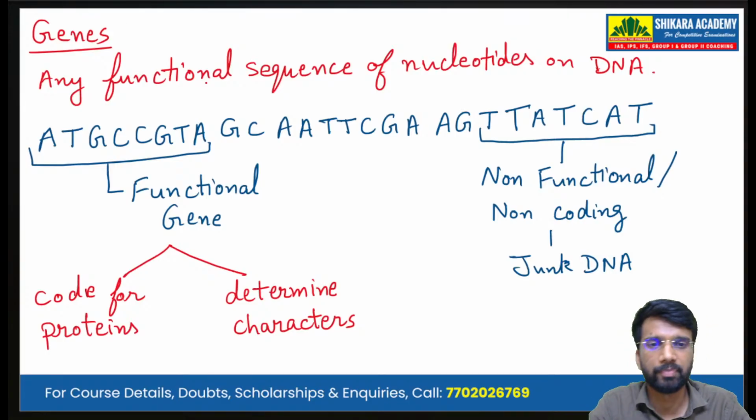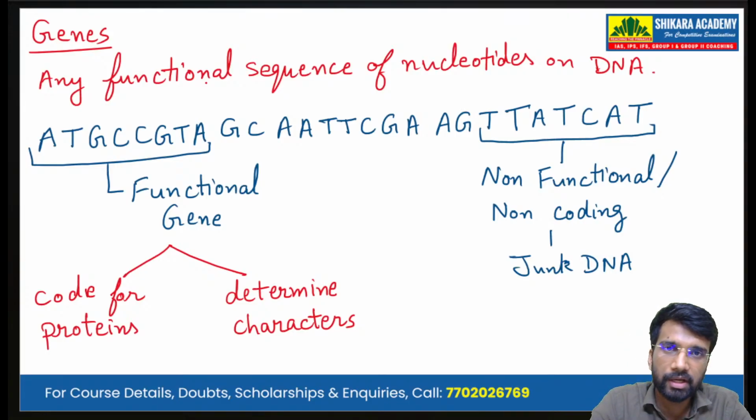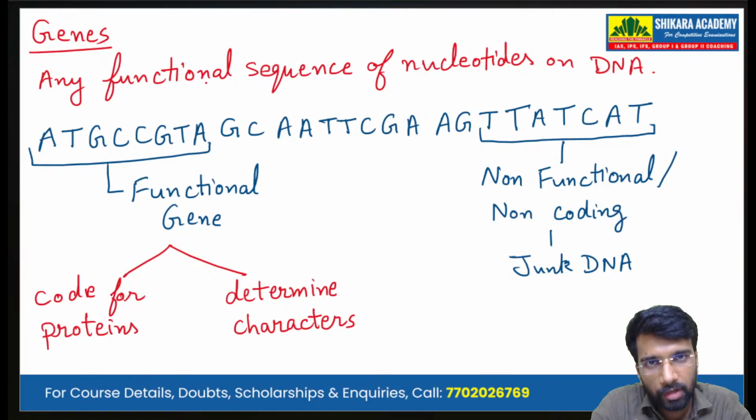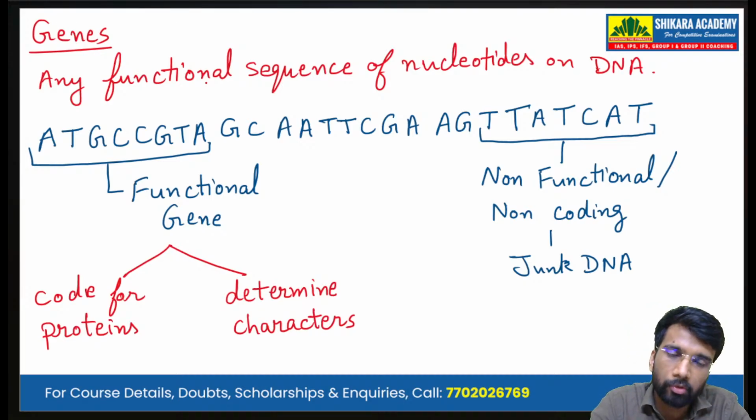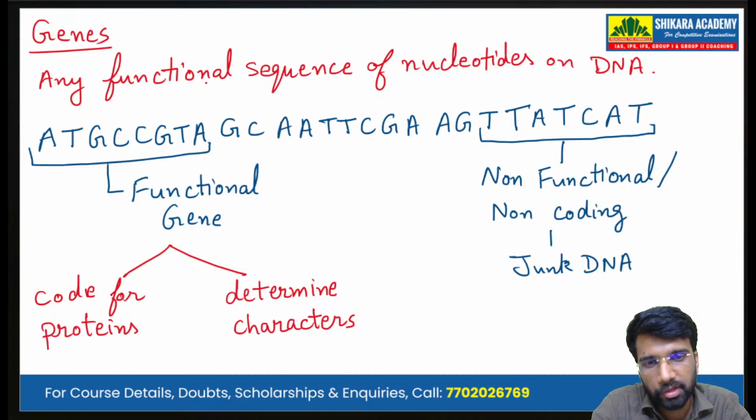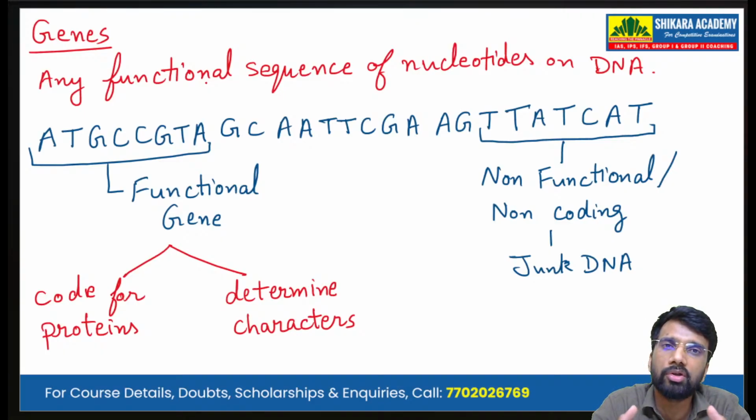Let's start with genes. We have seen that DNA is a long sequence of nucleotides. The more and more condensely packed DNA, the maximum condensed DNA, is the chromosome. But the chromosome is a larger entity and DNA is its constituent. But the entire DNA that we have in the body is not functional. Only some part of the DNA is functional.